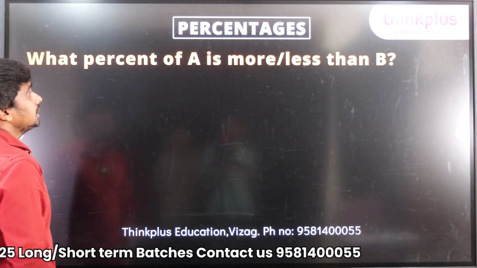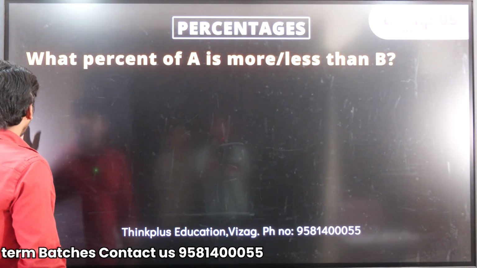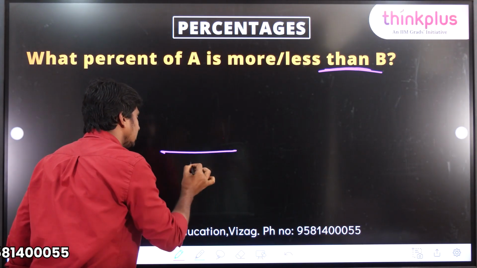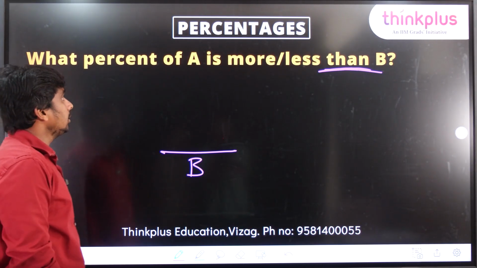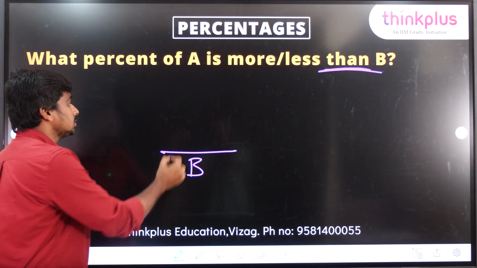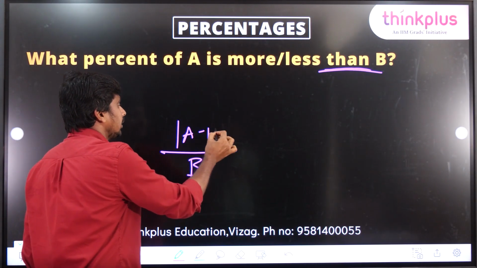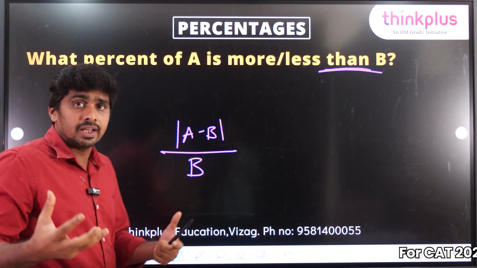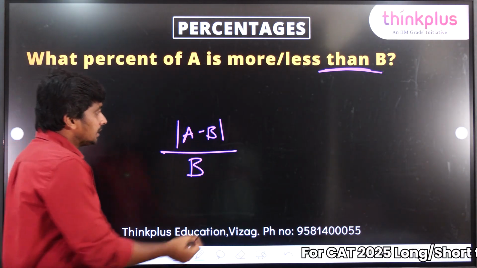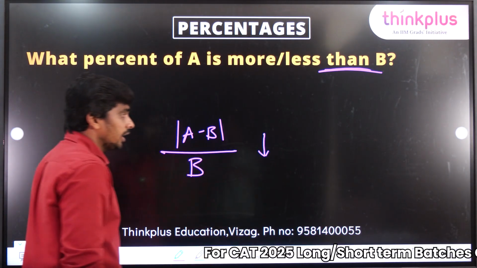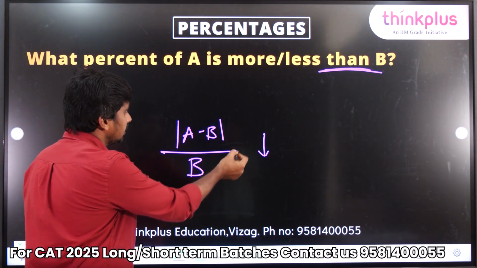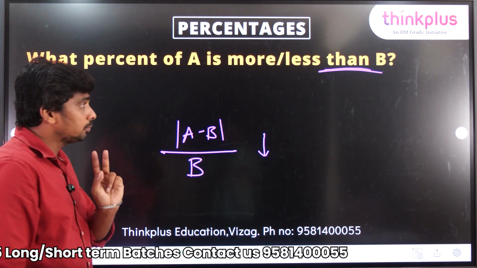So here, what percentage of A is more or less than B? I'm comparing with whom? After then, who is there? B. So the denominator will become B. I don't know whether A is more or less, so I use modulus of A minus B. Why am I using modulus here? It could be more or it could be less, but the value should be positive. If it is less, I use the down arrow symbol. If it is more, I use the up arrow symbol. And I want to convert the percentage into 100.